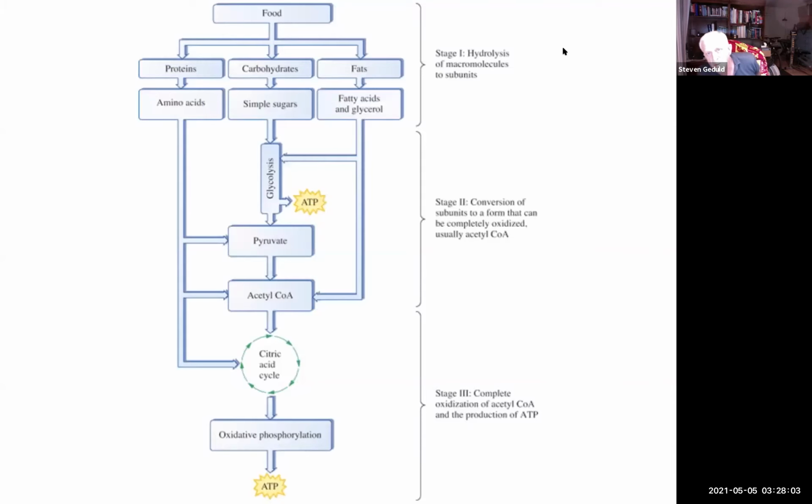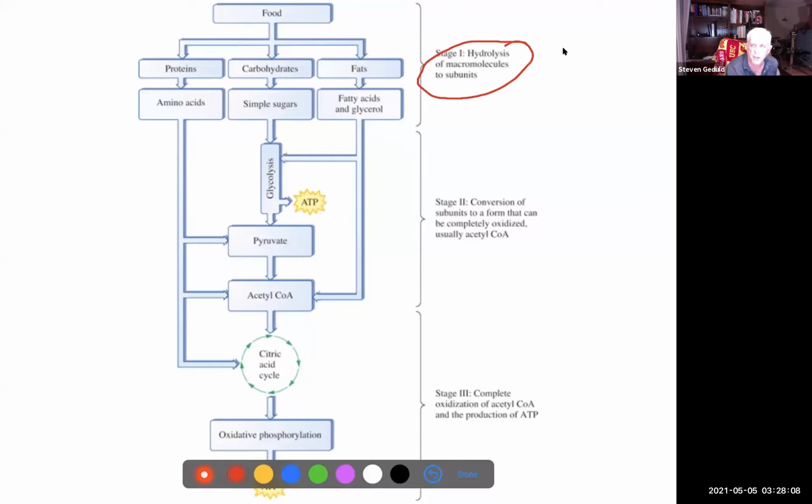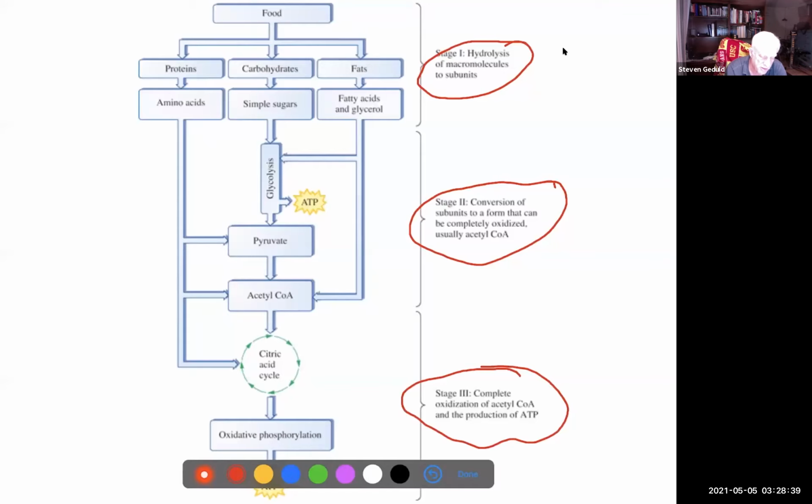Okay. So stage 1 is hydrolysis of macromolecules to subunits. We break them apart. Proteins break to amino acids, carbohydrates break down to simple sugars, and fats break down to fatty acids and glycerol. Then step 2, conversion of these subunits to forms that can be completely oxidized. Usually it goes to either pyruvate and then to acetyl coenzyme A. We can completely oxidize acetyl coenzyme A to carbon dioxide in the citric acid cycle and produce a lot of ATP in the process. Stage 3 is the complete oxidation of acetyl coenzyme A and the production of ATP. That's your 3 steps.